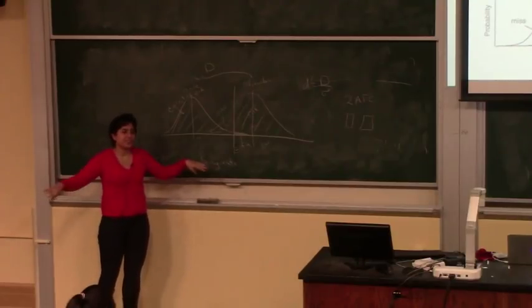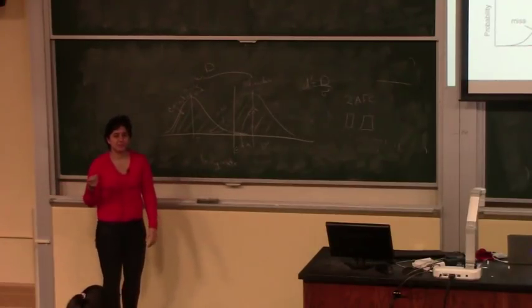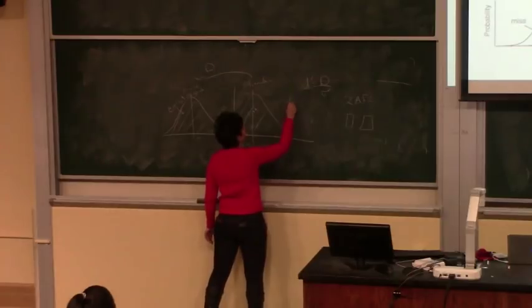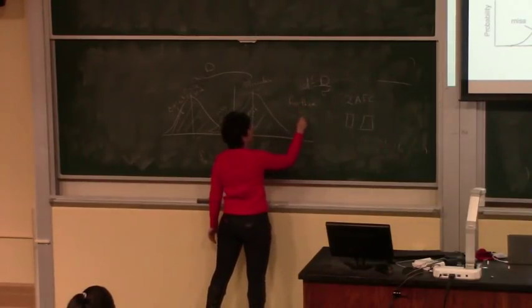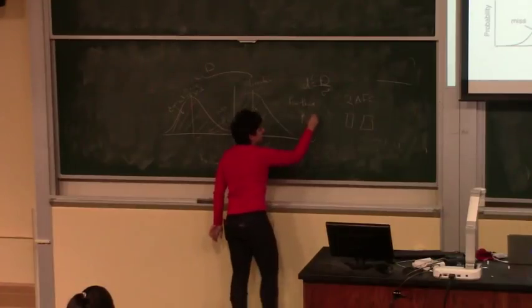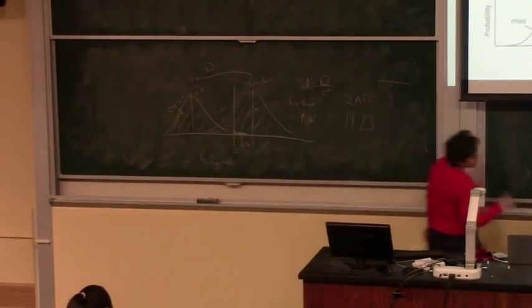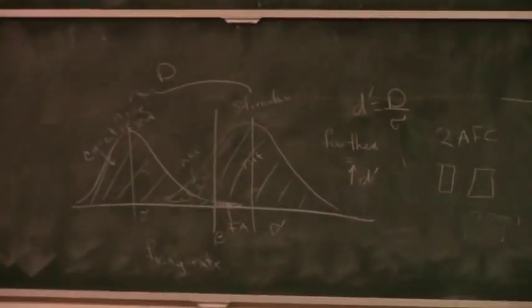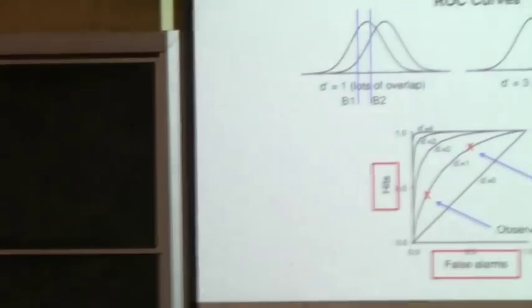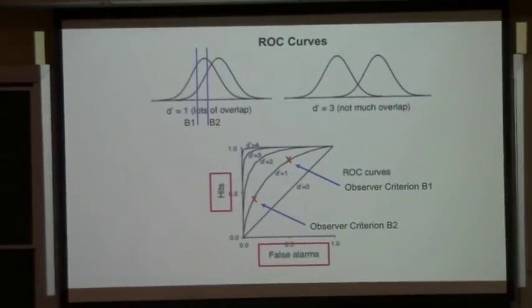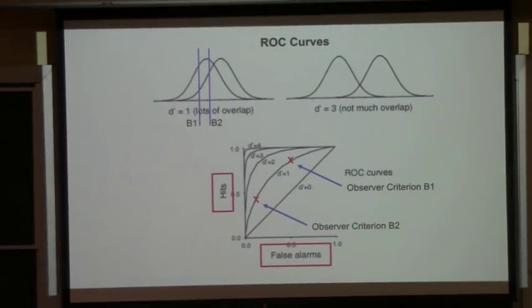The further they are, the larger the D prime. And you'll see that in the next slide. As you can see over there, that's a D prime of 1. There's a lot of overlap between the two curves. And the D prime of 3, not much overlap because they get further apart from each other. Which makes sense because D prime is D over some constant.